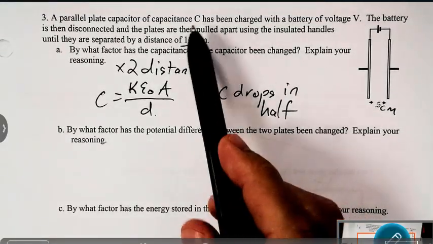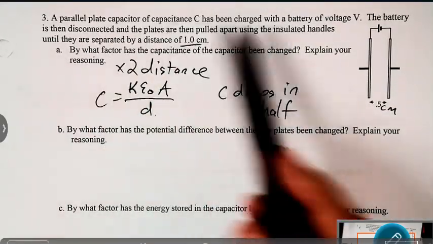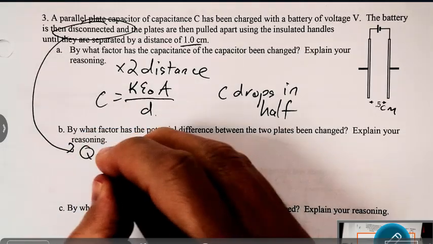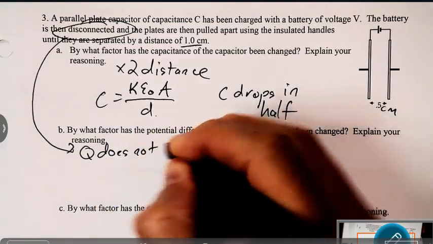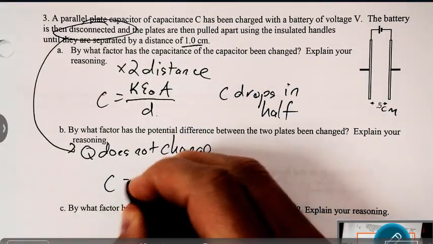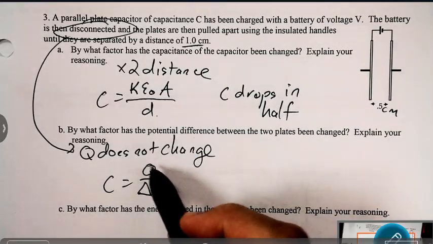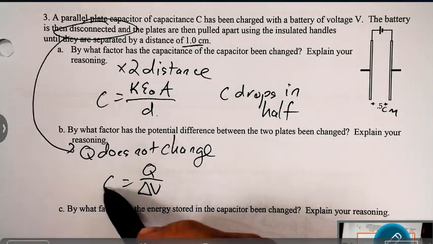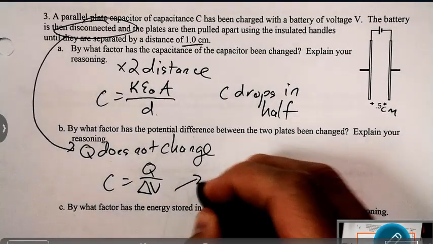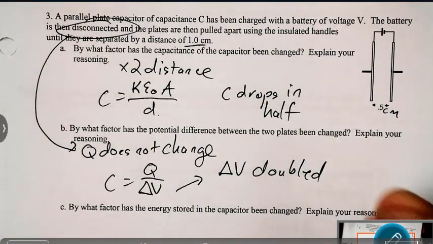Now what about the potential? So it's connected to a battery, right? Oh, it's disconnected. Okay, that's good to know. Since it's disconnected from the battery, that means the charge does not change. Q does not change. Okay? And so if we look at my capacitance equation, charge over the potential difference, the charge did not change. The capacitance dropped in half, which means that the potential difference doubled. It's the only way for that to happen.